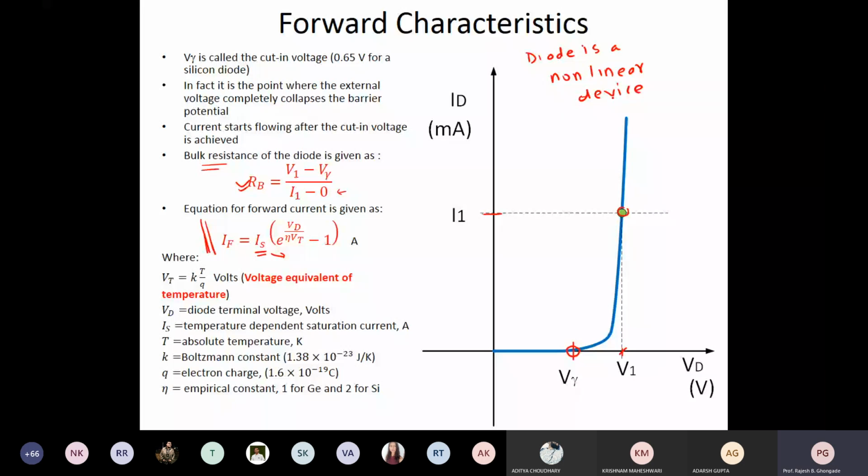Okay. All right. So this is basically the equation which governs the forward characteristics. Now let us break this down and see each of the items properly. Vt, what is this Vt? Vt is equal to K into T by Q, so many volts. It is actually called the voltage equivalent of temperature. Now this demands some explanation.